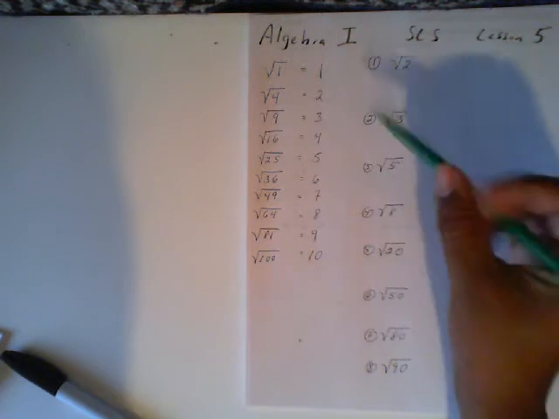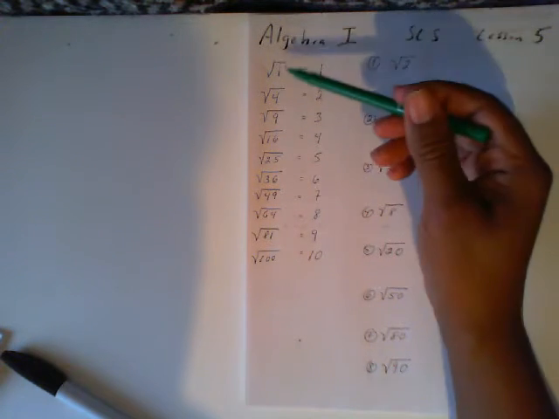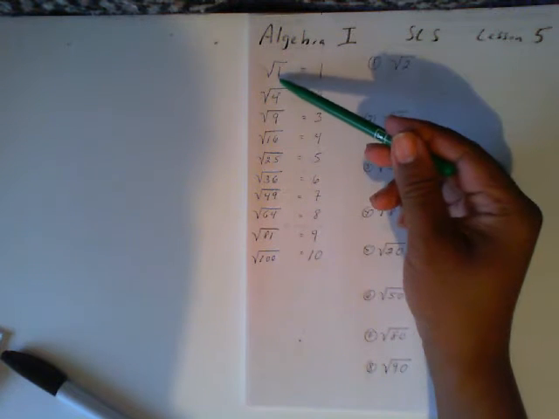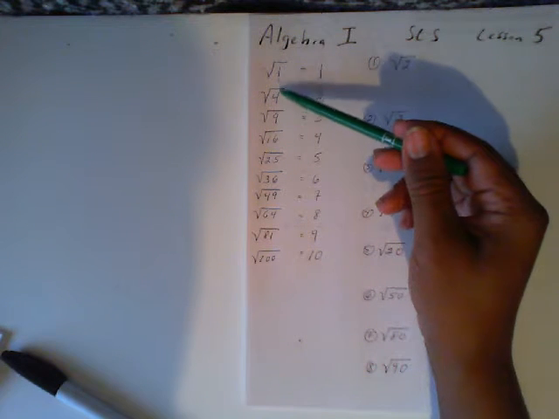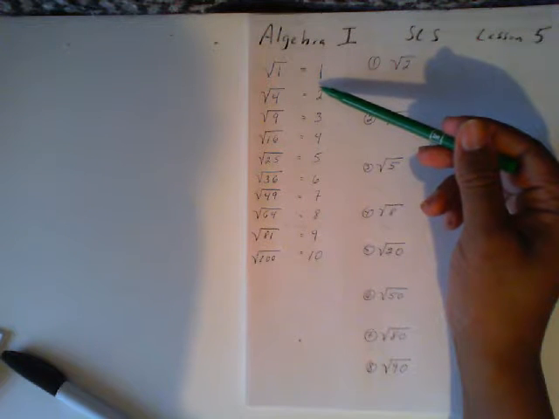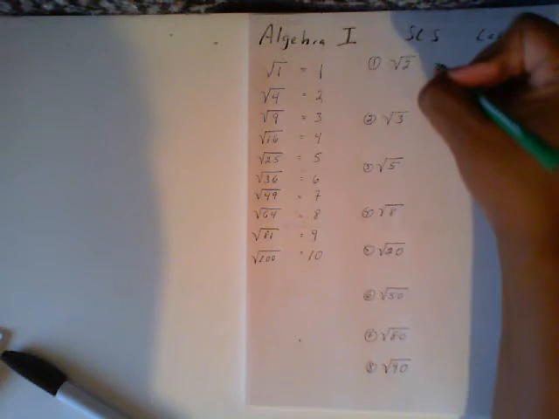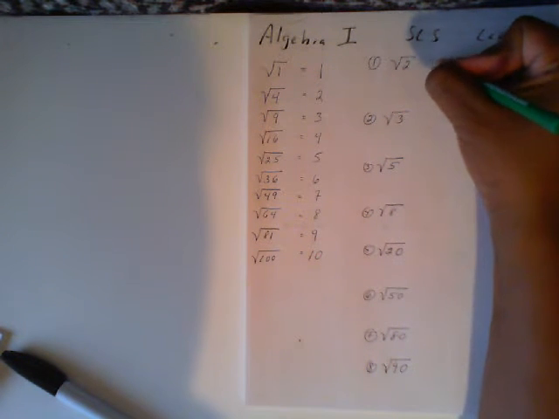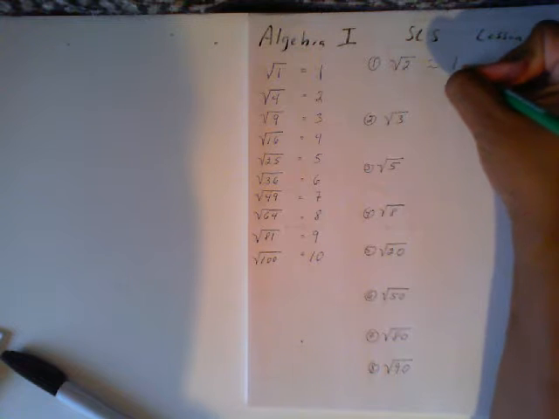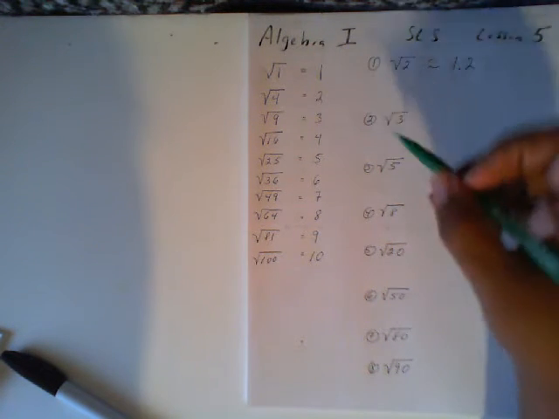So over here we have the square root of 2. 2 is not a perfect square. But if you look on this chart, 2 would fall between the square root of 1 and the square root of 4, and it would be closer to 1. That means that the answer for 2 would fall somewhere between 1 and 2, and the answer would be closer to 1. So I would estimate that at about 1.2, and the 0.2 puts it close to 1.